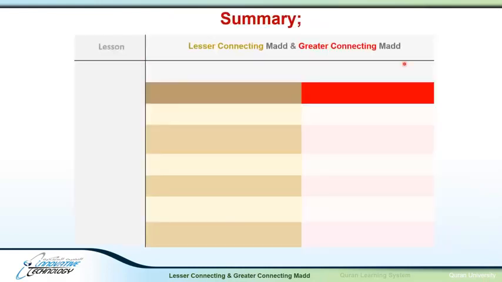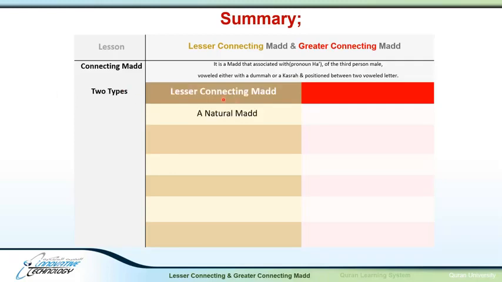And before reaching the end, we're going to summarize this lesson on lesser connecting and greater connecting med in one slide. The connecting med happens when there is a pronounced ha of a third person male voweled with either a dhamma or a kasra and positioned between 2 vowel letters. The connecting med has 2 types. The lesser connecting med, which is a type of natural med, and the greater connecting med, which is a type of the secondary med.